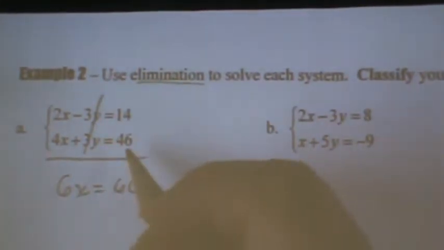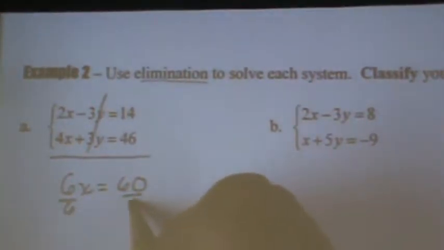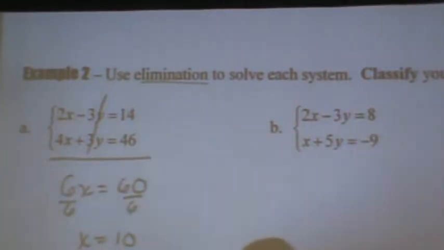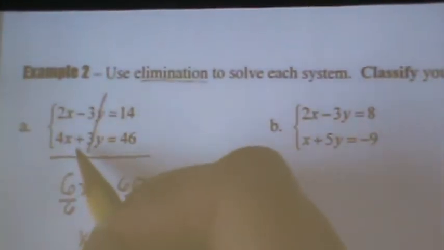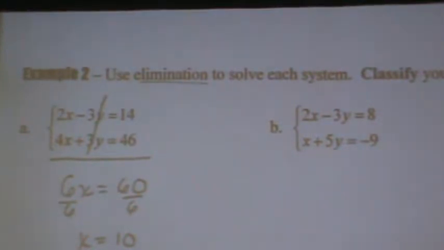Very good. Now, how would you figure out what x is? Divide by 6. So x is 10, right? So now, how can we figure out what the other variable is? Plug x into the equation. Plug this in either equation. It doesn't matter which one, you'll get the same answer. Which one do you like better? Top one. Top one?